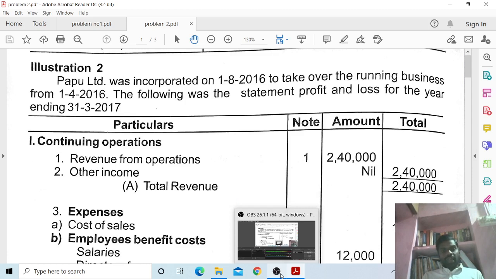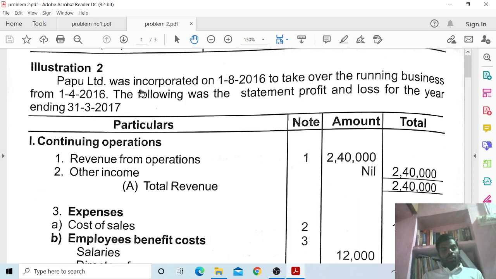So today I would like to explain profit prior to incorporation, problem with solution. Let us start the problem. Papu Limited was incorporated on 1/8/2016 to take over the running business from 1/4/2016. The following was the statement of profit and loss for the year ended 31/3/2017.